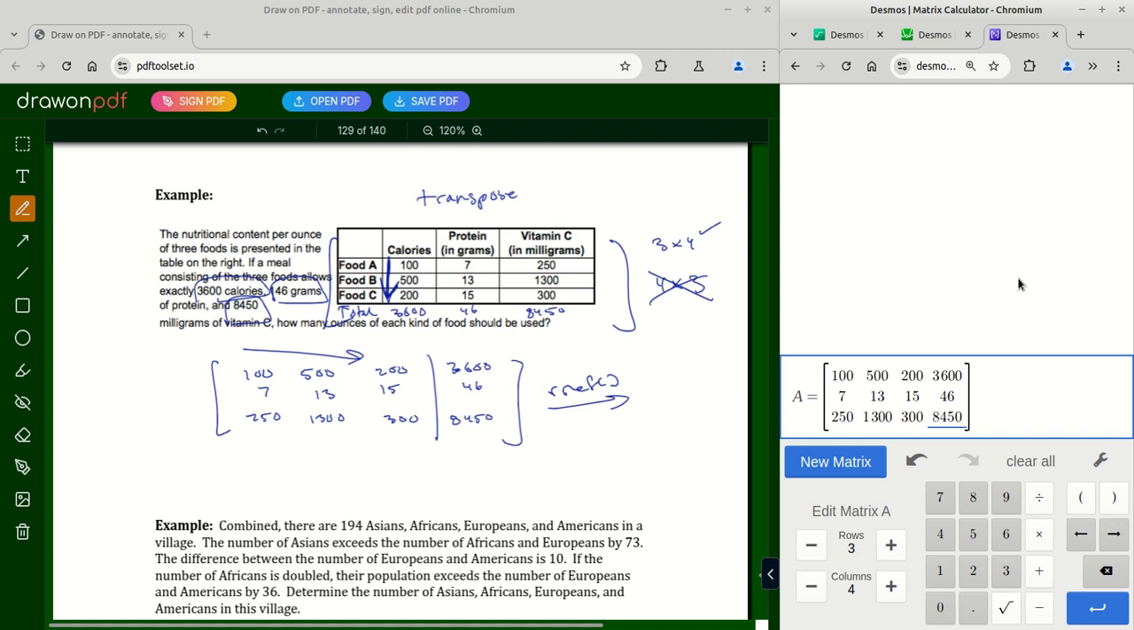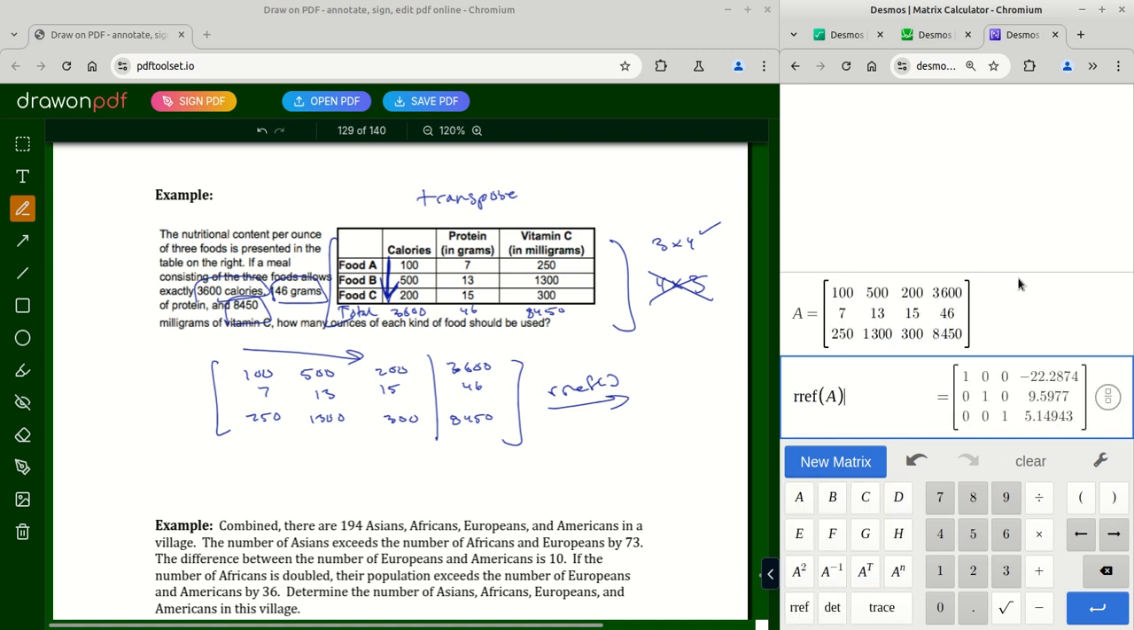Desmos is awesome. I mistyped something, I know it. Let's go back and find out where it is. So yeah, you should get whole numbers here. So I definitely mistyped something. It looks legit.